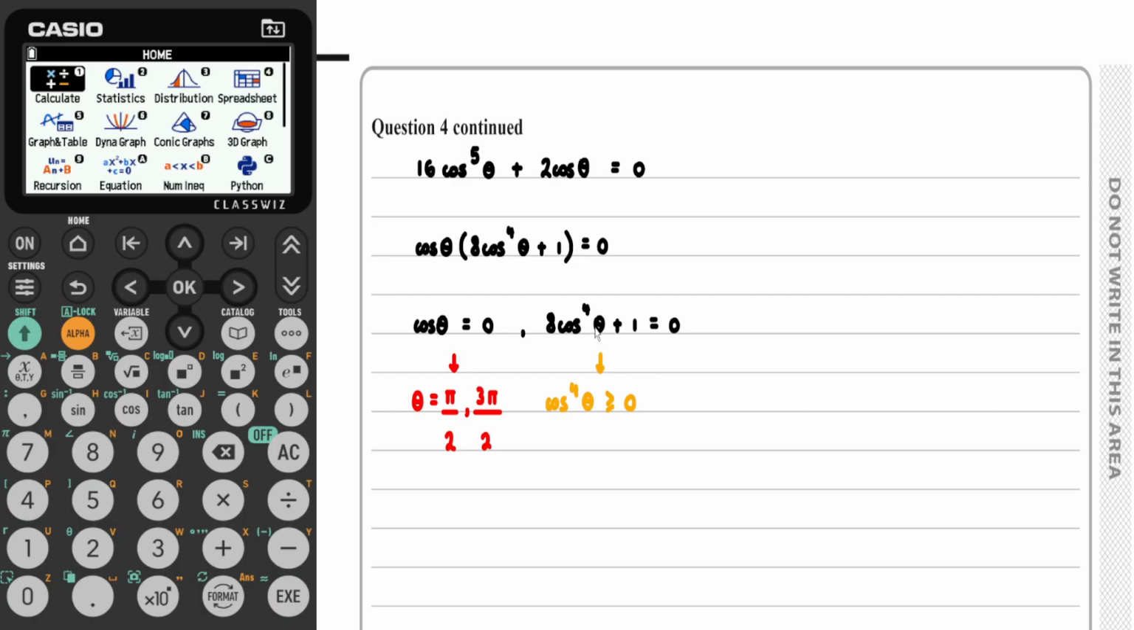And if I think about 8 cos theta to the 4 plus 1 equaling 0, cos theta to the 4 will always be greater than or equal to 0. So we've got something greater than or equal to 0 plus 1. This will always be greater than 0. So this equals 0 is not true, meaning we've got no solutions for 8 cos theta to the 4 plus 1 equaling 0, meaning theta is equal to pi over 2 and 3 pi over 2 only.